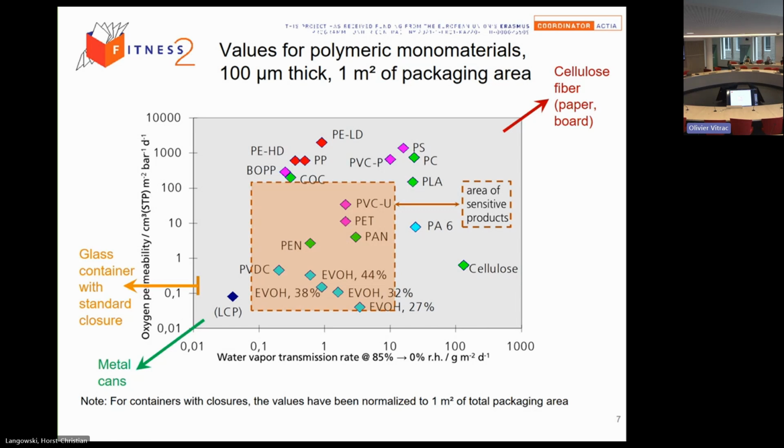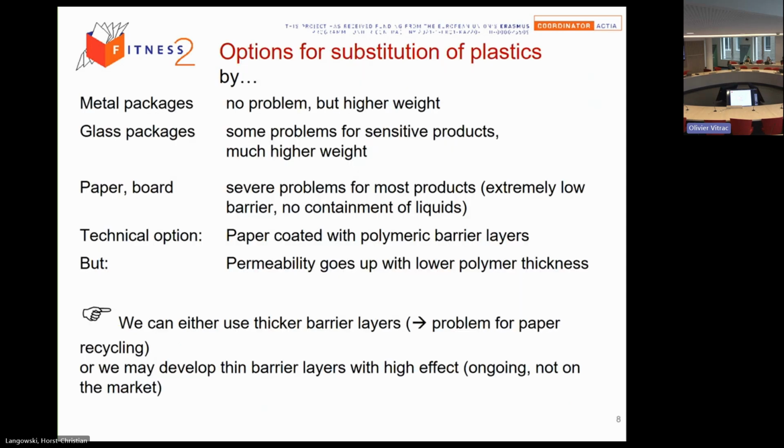So it's really much more difficult than most people think. So this is, in a nutshell, what I would say. Metal packagings, if we replace everything by metal, no problem, but we have a higher weight, and not even all products can be packed in metal anyhow, but many of them. Glass, we have a much higher weight. Paperboard, we have a low functionality.